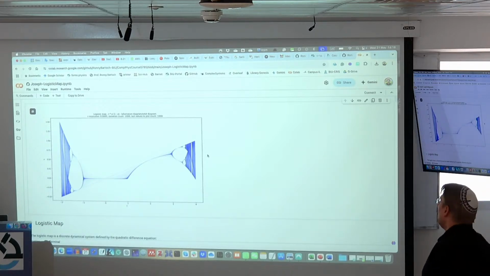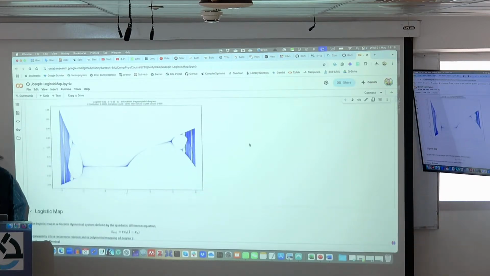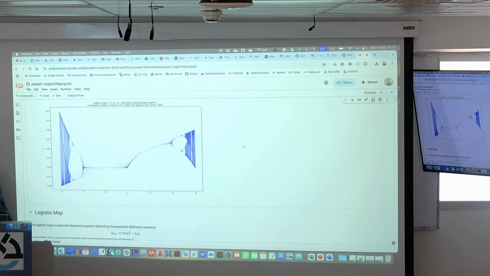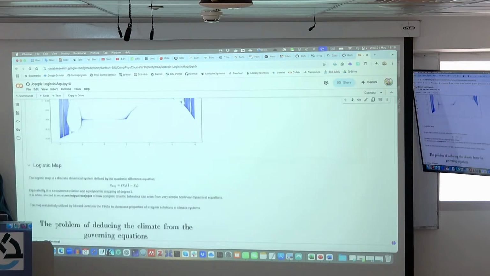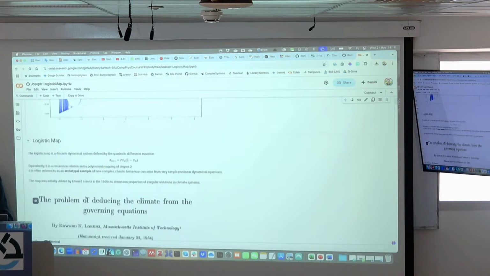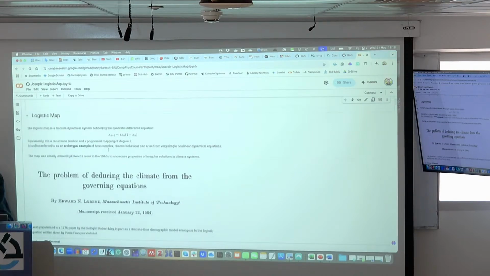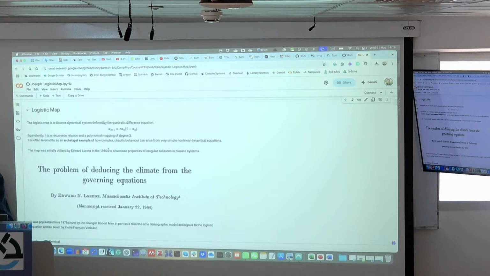So here is a general picture of the logistic map, where you see R extend from 0 to 4. We will talk about it later. This is maybe the whole picture of the logistic map. So first let's see what the logistic map is. It's a discrete dynamical system defined by the quadratic difference equation. Currently this is a recurrence relation and a polynomial map.